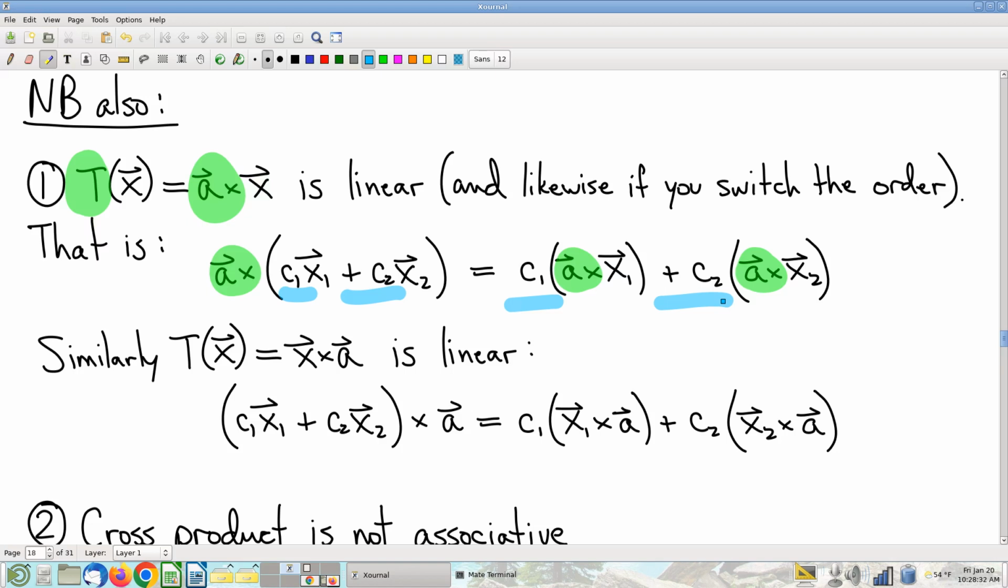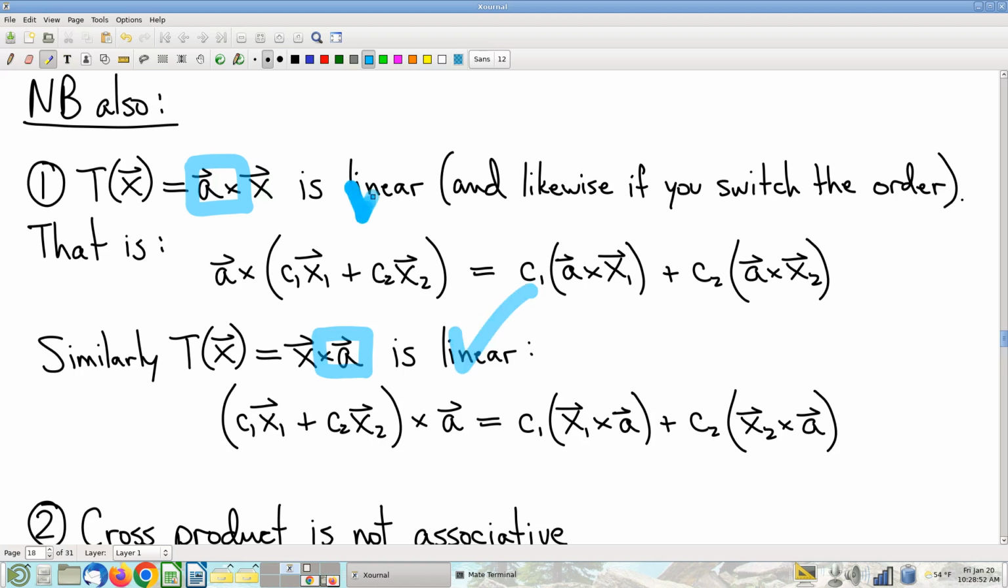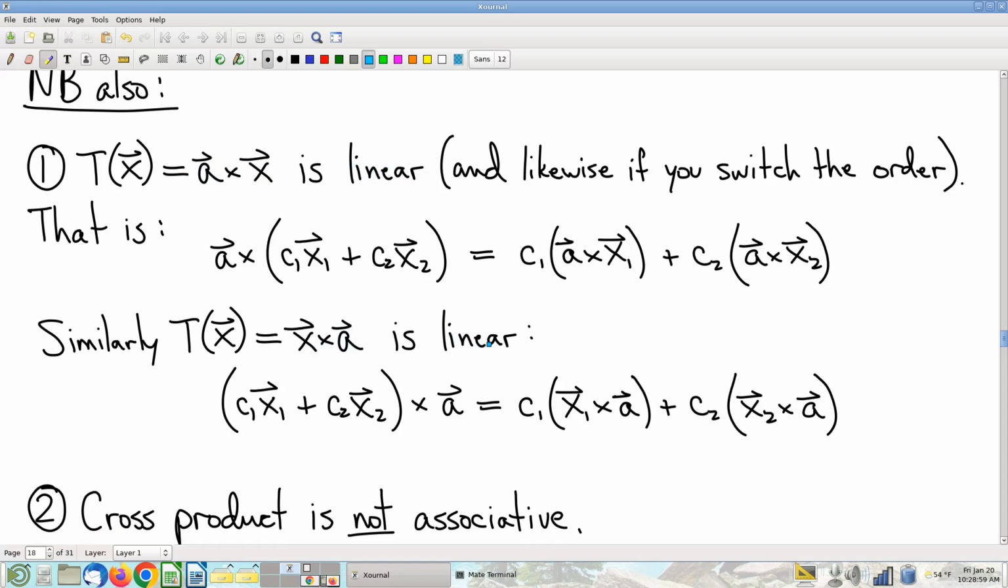Okay. All right. And what I've stated here, let me do it like that. So this version has the fixed vector on the left, right? The cross product is with a vector on the left. It also works if you do the cross product on the right. Also linear, just like that one is. Okay. So, neat and very fundamental fact, and I think it's worth mentioning.